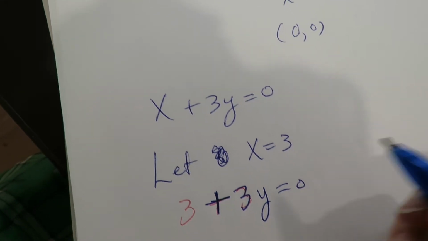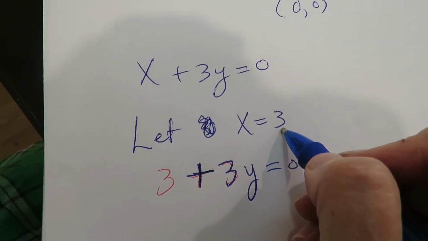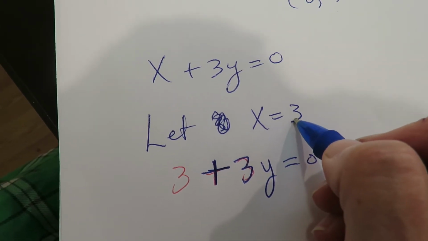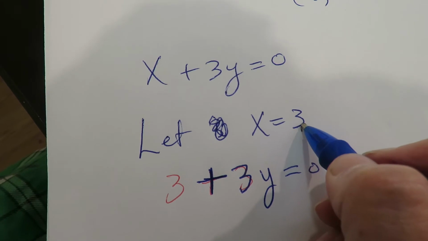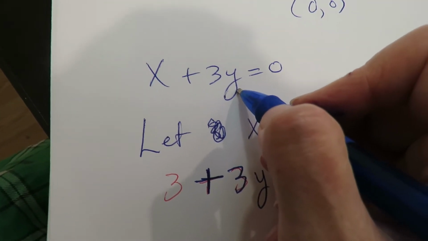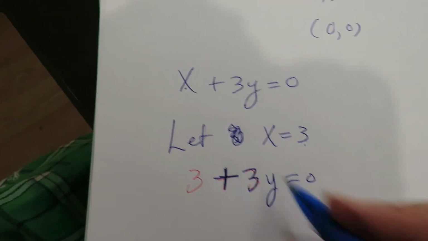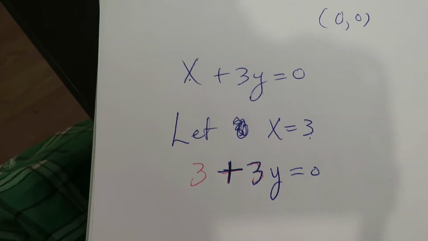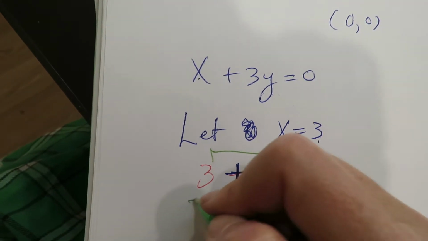This drives people a little crazy because they don't know why I picked that. It's random. I could have picked anything I want. Once you know an x value, y is dependent on that x. Once you pick something for x, you can just solve for y. All right, now I'm going to solve for y, so I'm going to move the 3 to the other side.